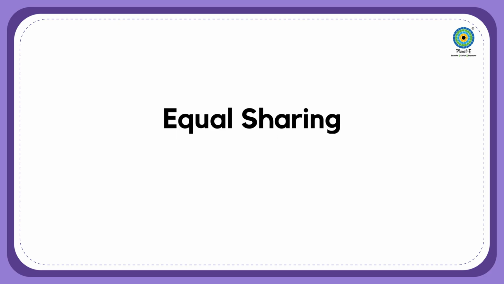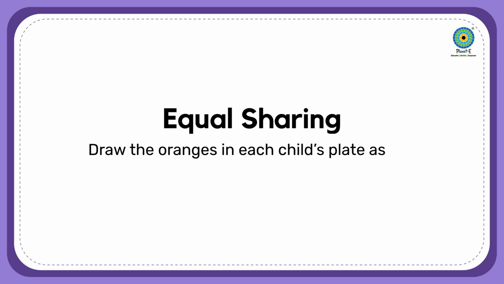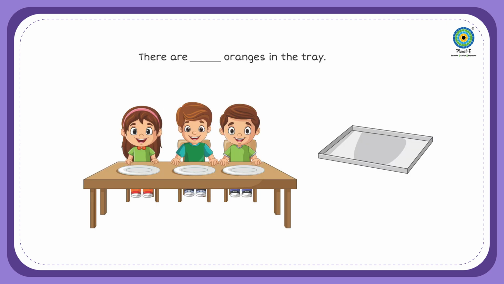Equal sharing. Draw the oranges in each child's plate as you distribute. Let us count the number of oranges in the tray. 1, 2, 3, 4, 5, 6. There are 6 oranges in the tray.